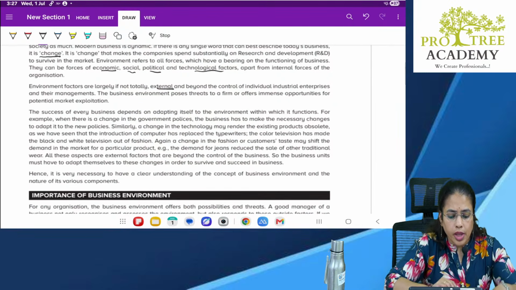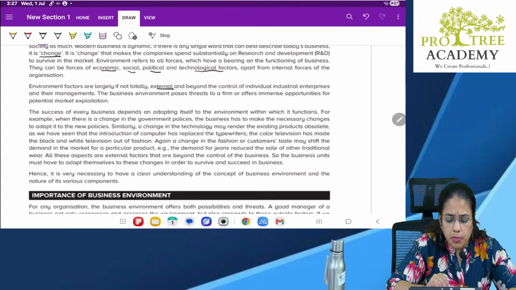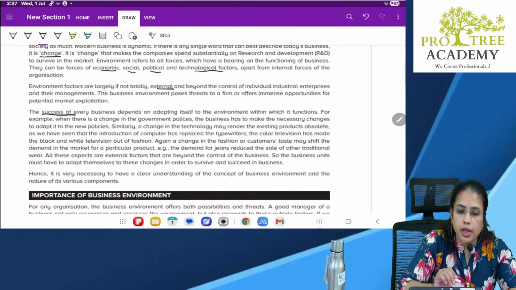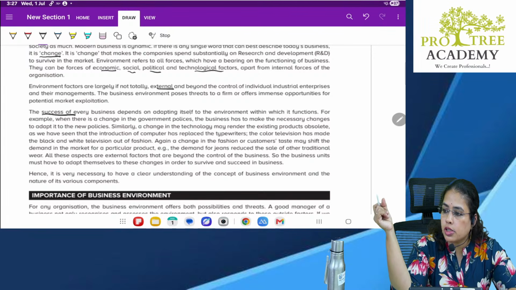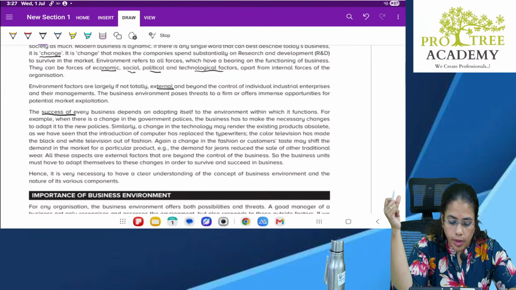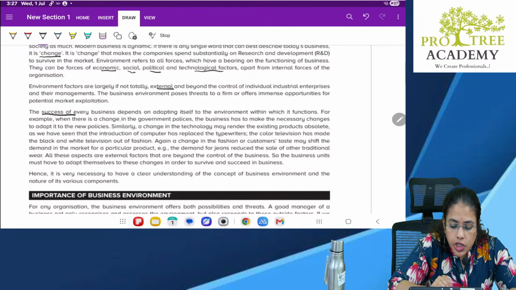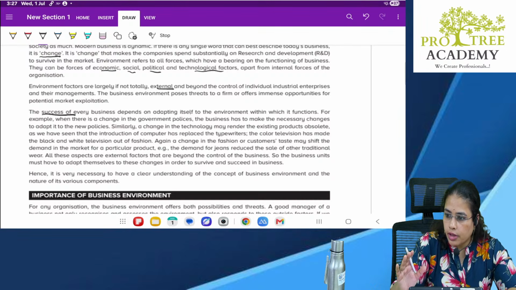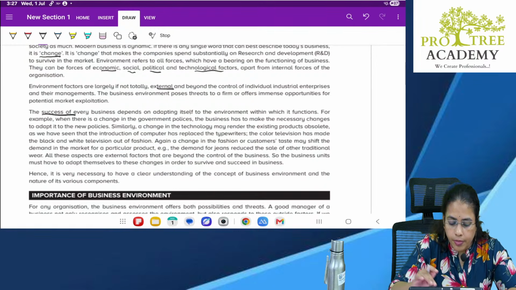The success of every business depends on adapting itself to the environment within which it functions. So every successful business will adapt to whatever changes are coming. For example, when there is a change in the government policy, the business has to make the necessary changes to adapt to the new policies. So if any changes are there in the government policy, you will have to change accordingly. No plastic, so you have to get into something else, like fiber or any other thing.